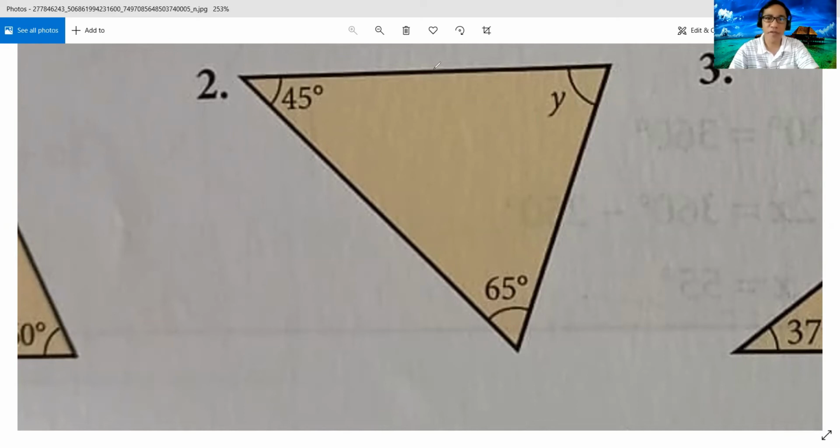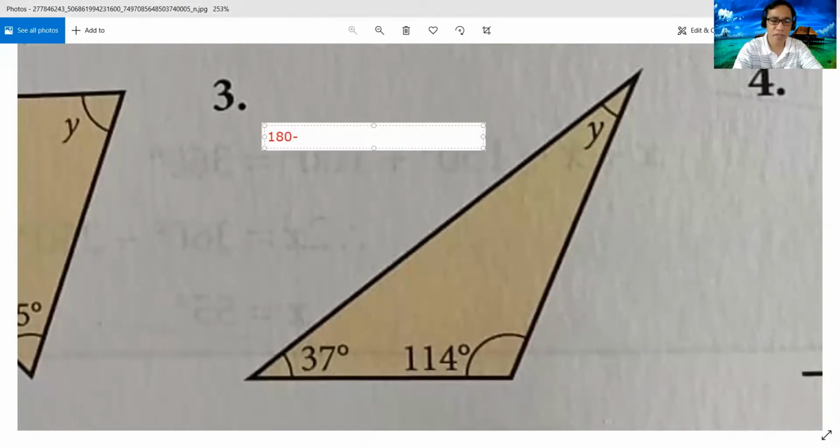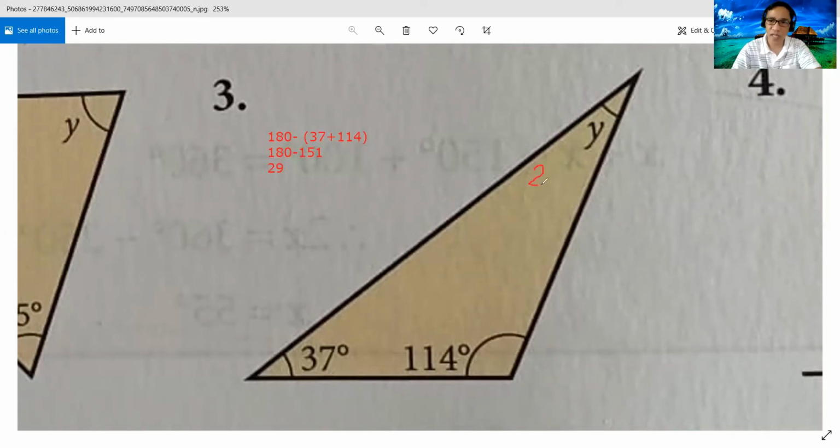Problem number 3. To get the angle y here, the same process. So you have 180 minus the sum of these two angles. That's 37 plus 114. So 180 minus, what is the sum? 30 plus 110 is 140, plus 11 is 151. And 180 minus 151 is 29, right? Therefore, angle y here is 29 degrees.